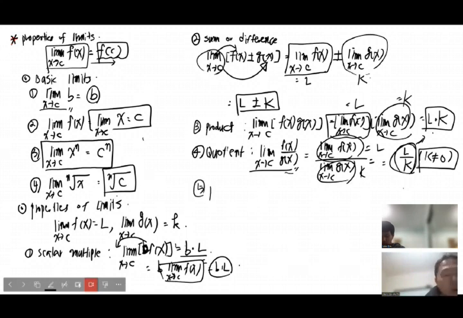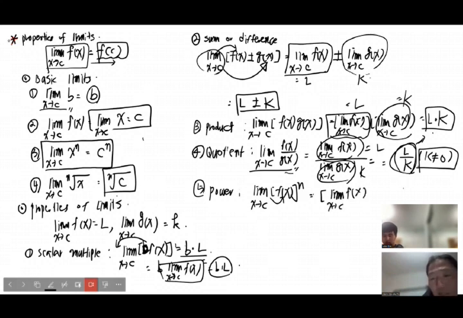Number 5, the power rule. So that is the limit of f(x) to the power of n as x goes to c. Then that limit can be plugged in as the power. So that is the same as the limit of f(x) as x goes to c, to the power of n. So inside of this bracket is the same as L. So the result is L to the power of n.